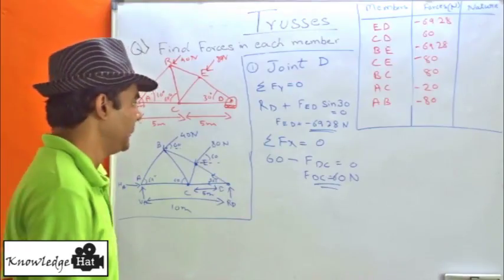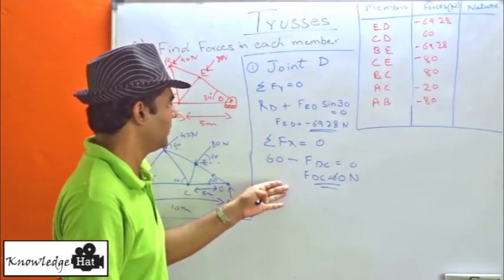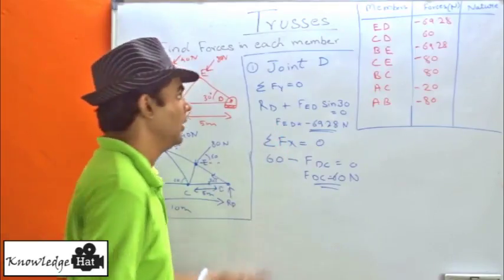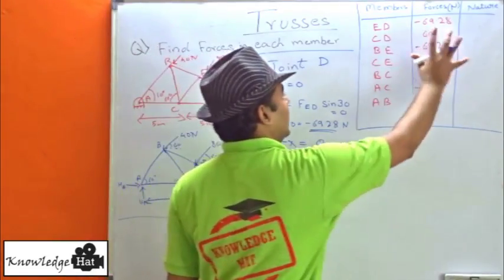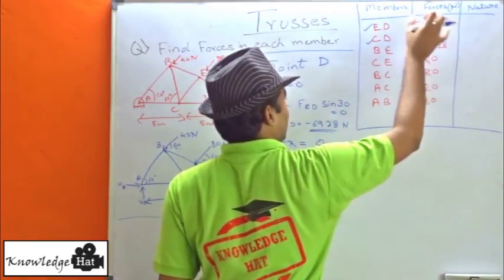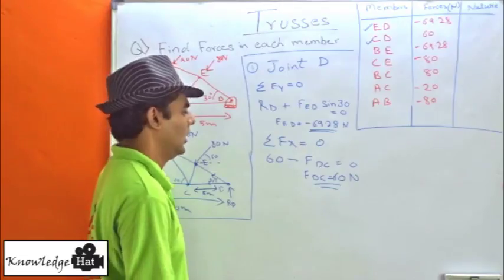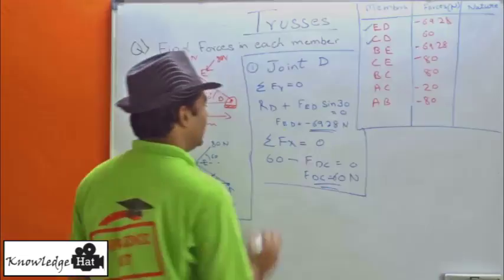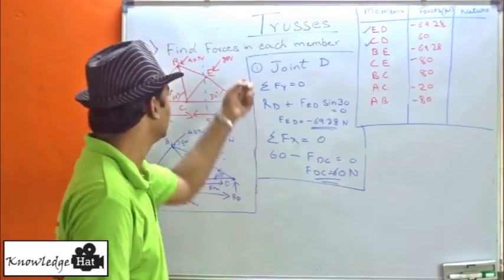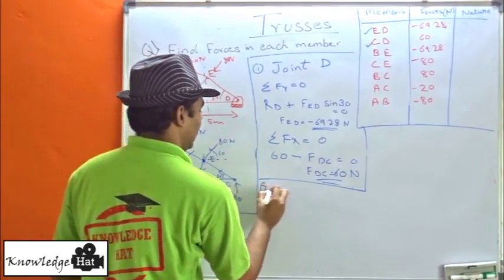In university papers, we need to put these values in tabular format, which we have indicated here. So ED and CD are put in here. That is how your answer should be. Now we move to the next joint. Now the next joint is joint E.